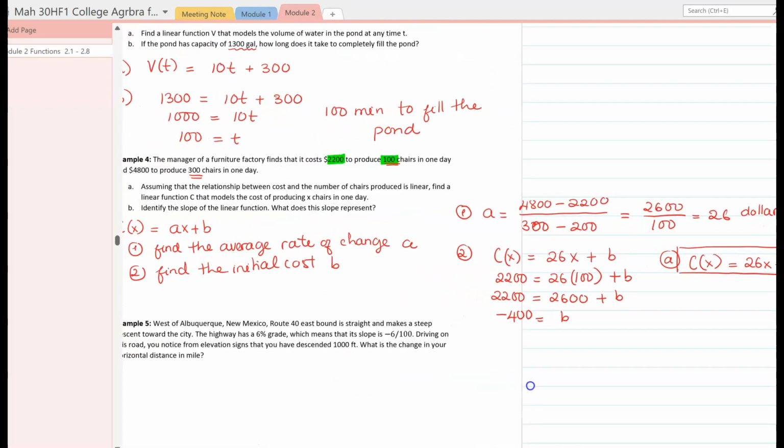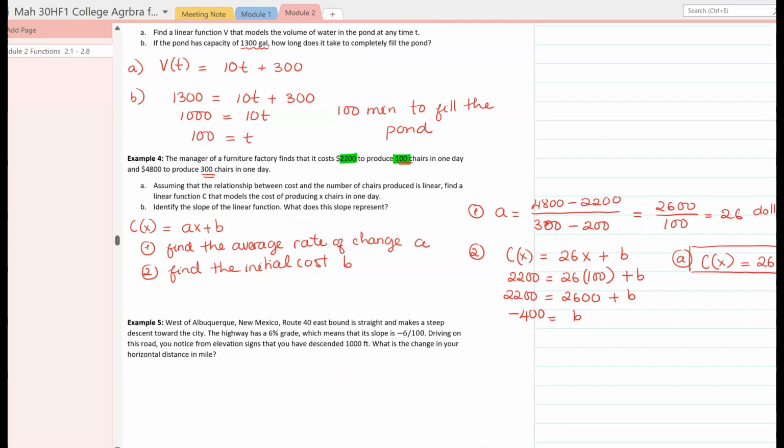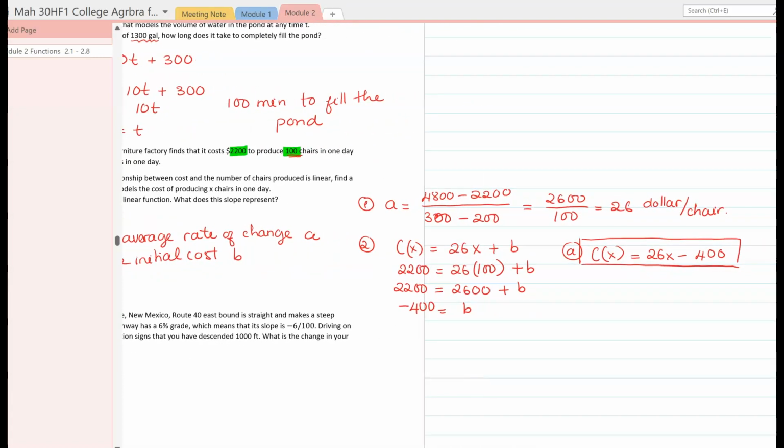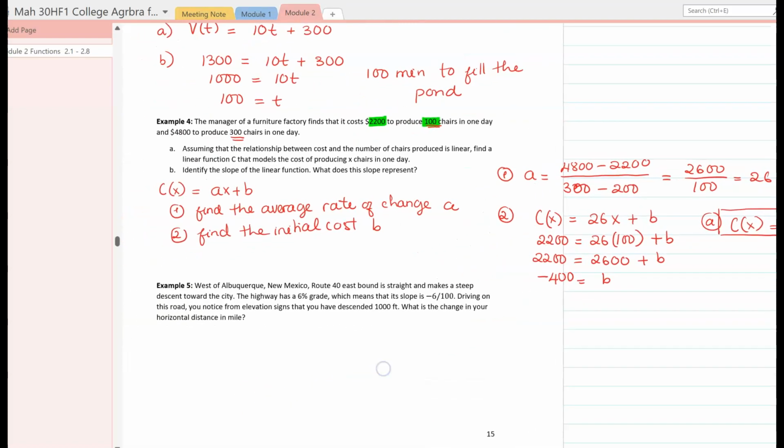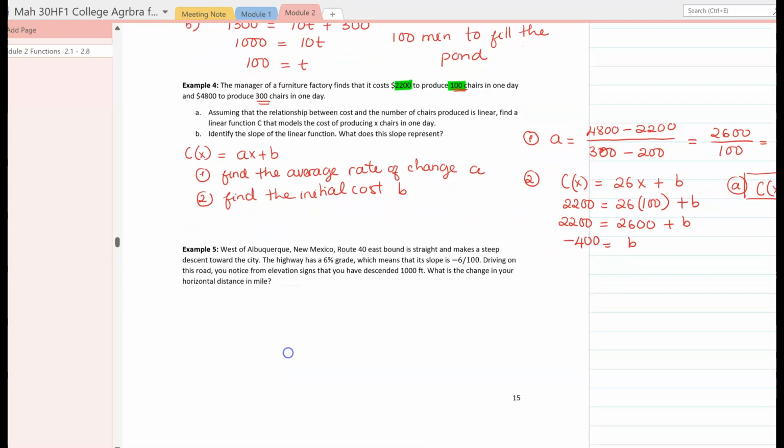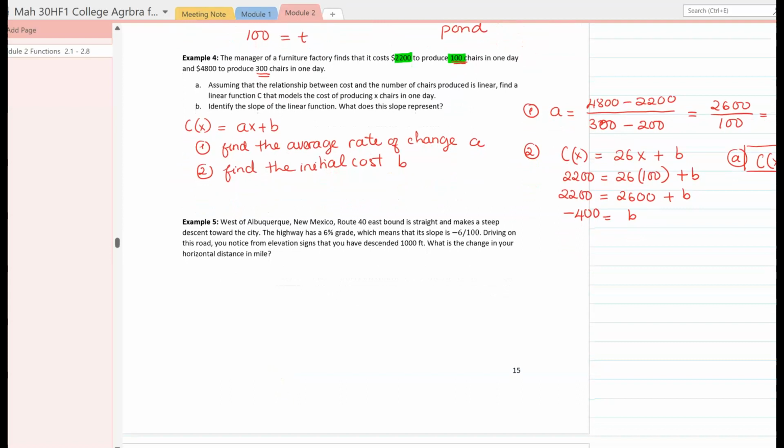Okay. In part B, identify the slope of the linear function. What does the slope represent? Well, the slope is 26. So this slope represents the cost of producing each chair. Okay. Take a look at the next problem.